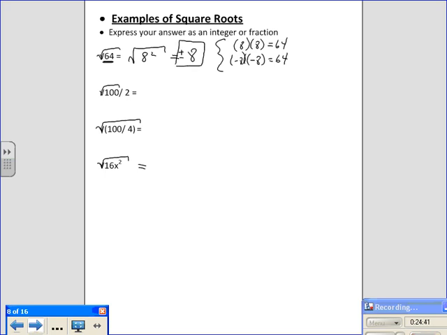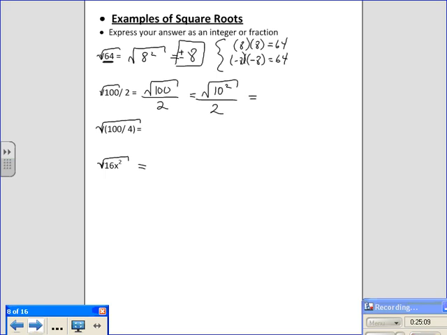Let's do the next one. We have the square root of 100 over 2. That can be written like this as well: square root of 100 divided by 2. If my square root sign is only over the number 100, I'm not going to square root the 2, only the top. So only the numerator is being square rooted. And let's think about that. Well, 100 is 10 squared. It's a perfect square, divided by 2.